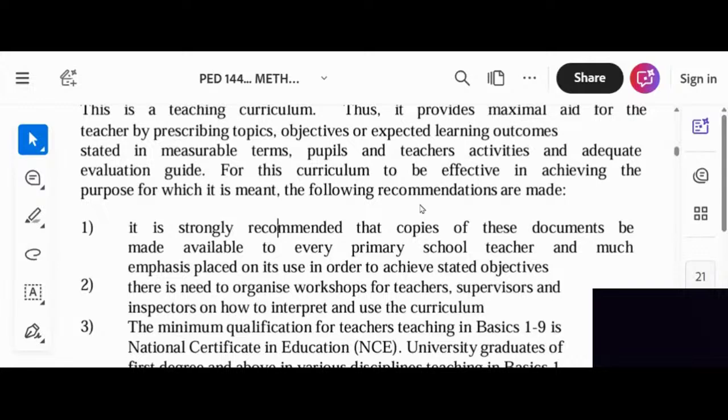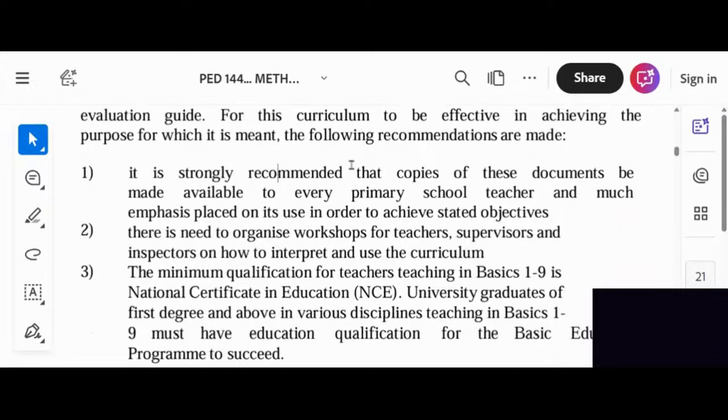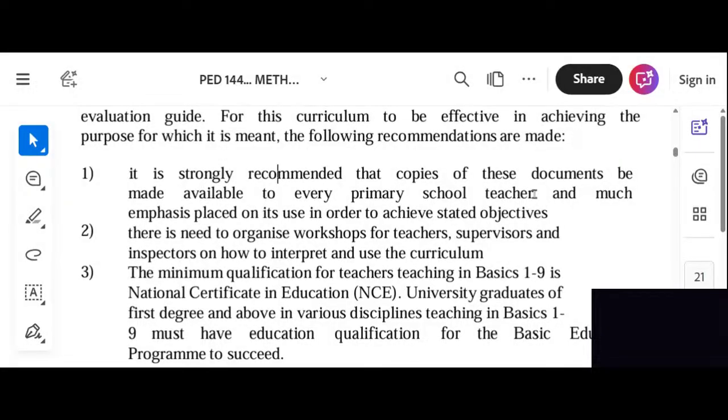For this curriculum to be effective in achieving the purpose for which it is meant, the following recommendations are made. One, it is strongly recommended that copies of this document be made available to teachers and much emphasis placed on its use in order to achieve the stated objectives. Every teacher is expected to have a copy.